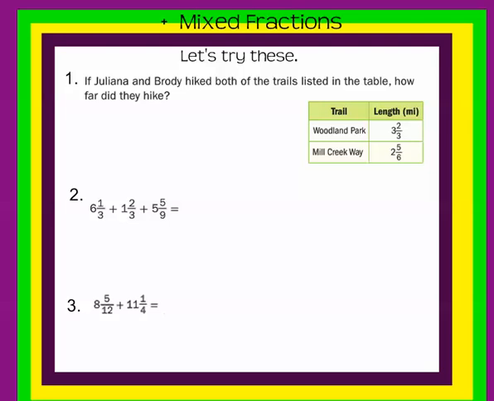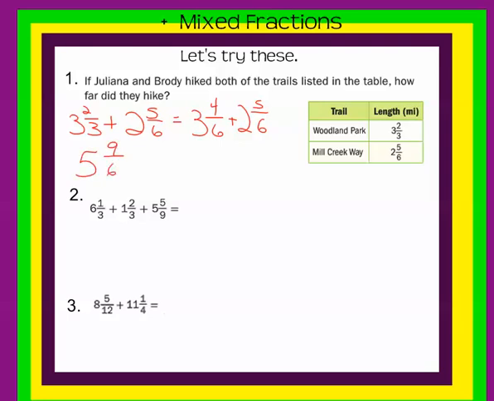So we will take the length of the Woodland Park Trail, which is 3 2/3 miles, and add that to the Mill Creek Way Trail, which is 2 5/6 miles. We need a common denominator of 6, so when we rewrite the 2/3, we know that that is 3 4/6 plus the 2 5/6. And that is equal to 5 9/6.